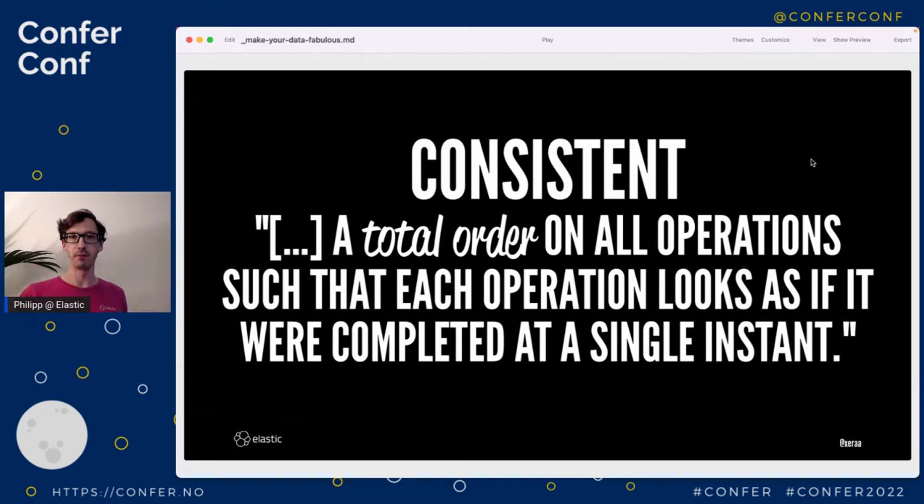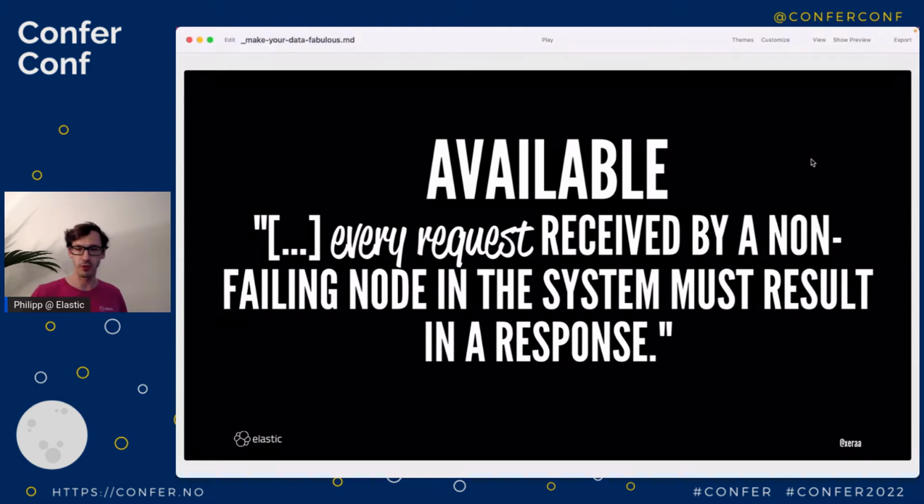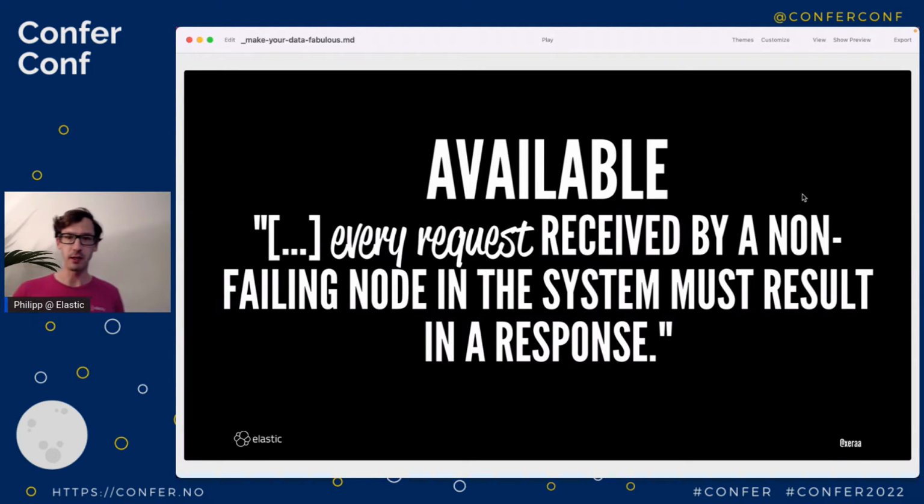Then availability is that every request received by a working node in your system must result in a response. This sounds pretty obvious, so why wouldn't it? What is not possible with availability is that a node says, there's a weird state in the cluster right now, I'm not quite sure, I will not respond. Every working node needs to respond to every request. That is what availability means here.